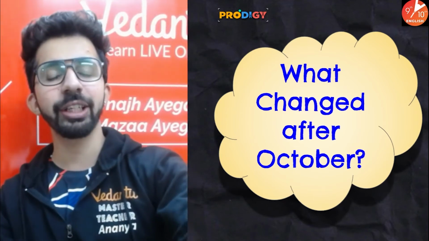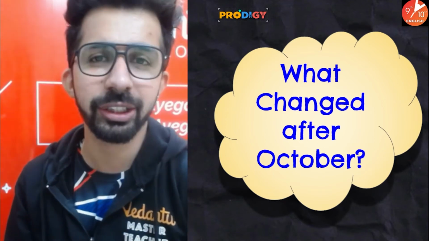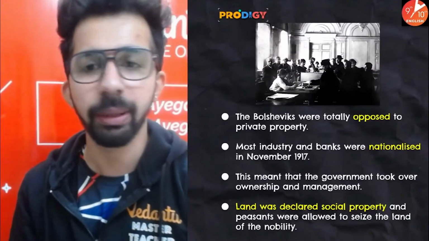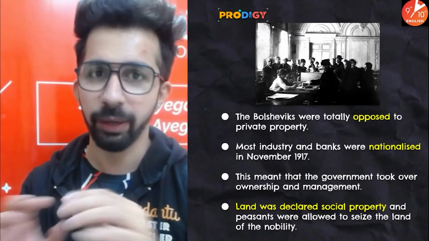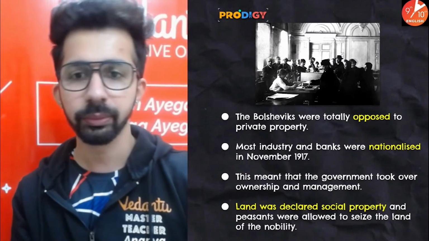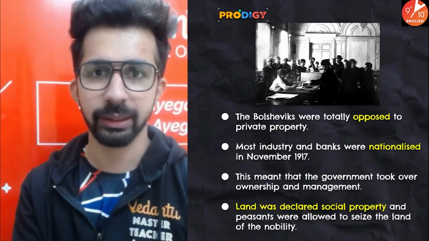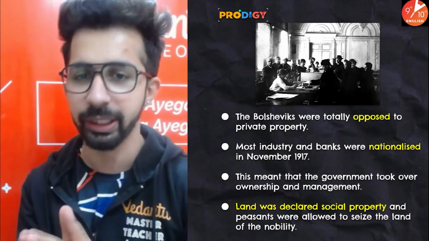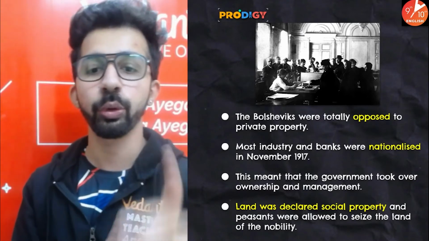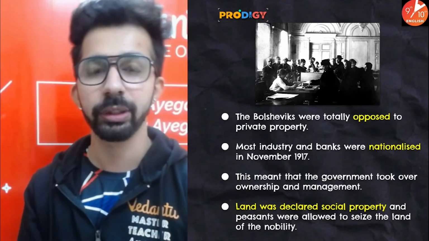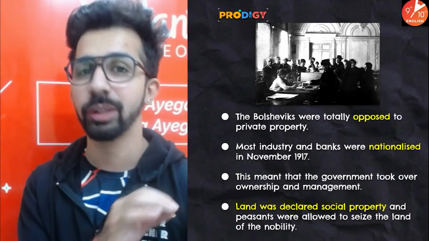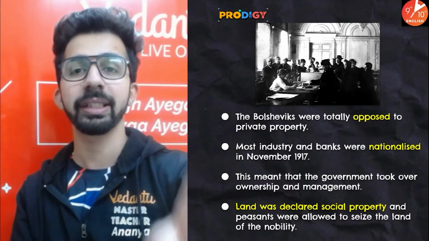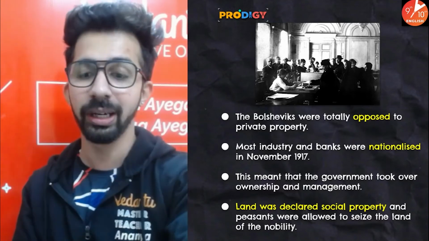Let's continue with our story and understand what changed after October. What happened after October? First, the Bolsheviks were totally opposed to private property. We know this. Most industries and banks were nationalized in November 1917. This meant that the government took over the ownership and management, because they wanted entire control. Everything should come under the control of the government. Land was declared as social property and peasants were allowed to seize the land from nobles.